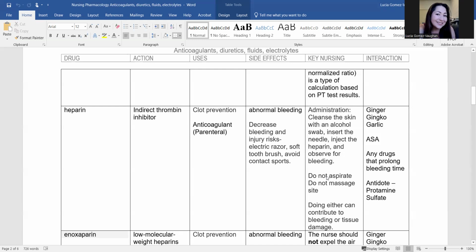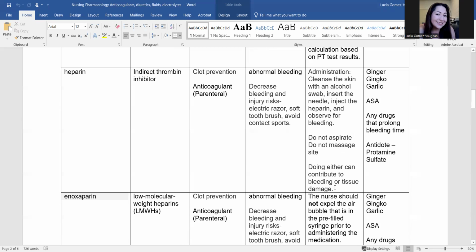So our key nursing is going to be a little bit different because of the way these two drugs are given. So heparin, this is for sub-Q administration. Cleanse the site with an alcohol swab, insert the needle, inject the heparin, and observe for bleeding. We do not aspirate or massage the site. Doing either of these can contribute to bleeding or tissue injury.